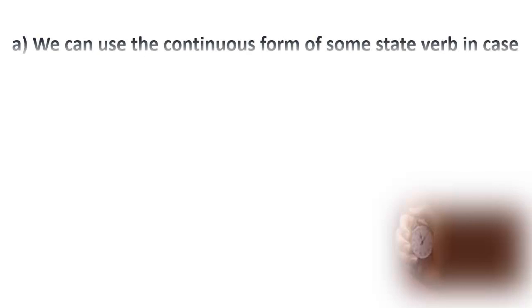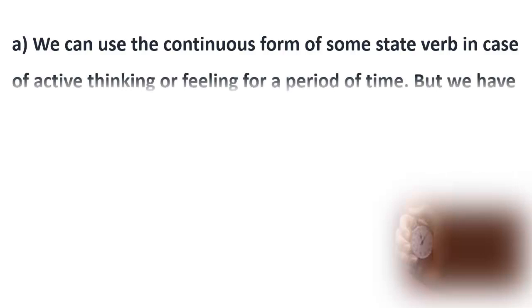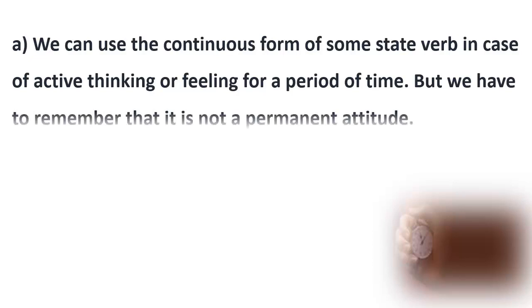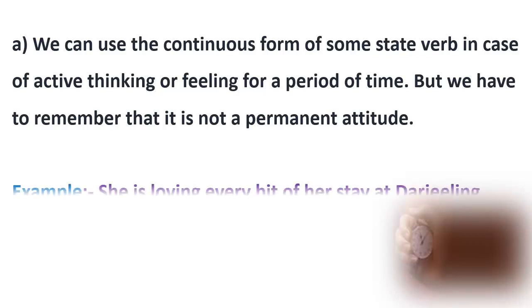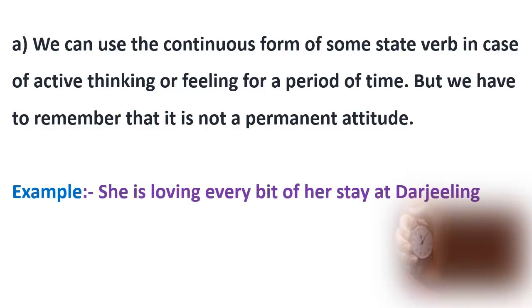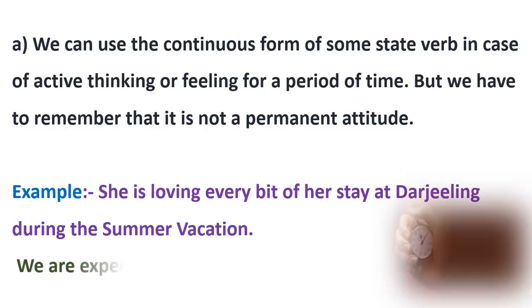Where to use present continuous or present progressive in stative verbs? A. We can use the continuous form of some stative verbs in case of active thinking or feeling for a period of time, but we have to remember that it is not a permanent attitude. Example, she is loving every bit of her stay during the summer vacation. We are expecting her to arrive any time now. So these are the two sample sentences, children, where we can use continuous form.